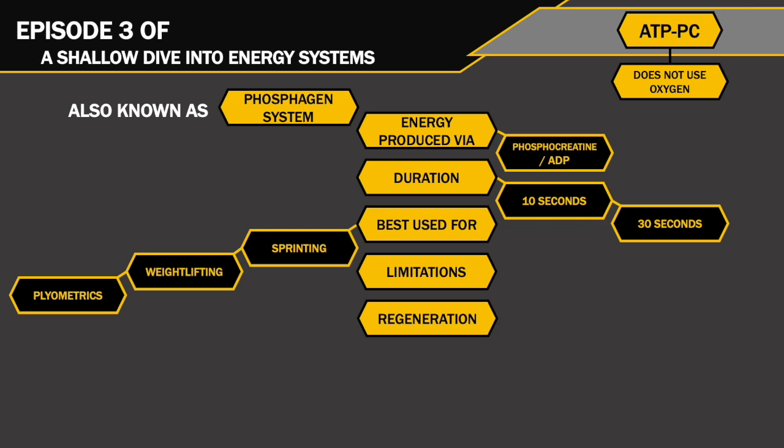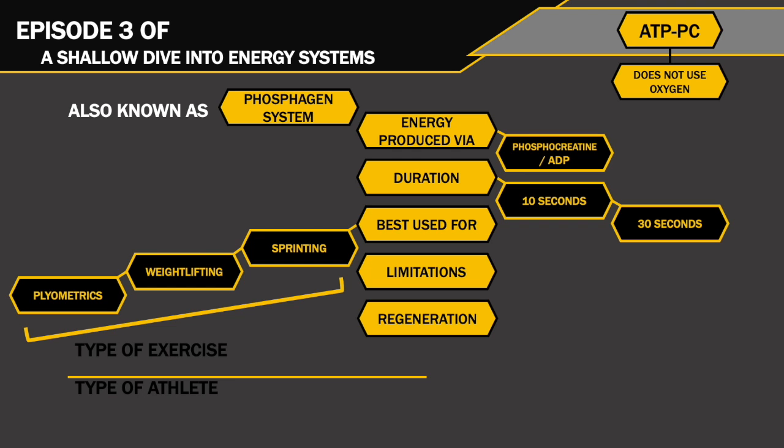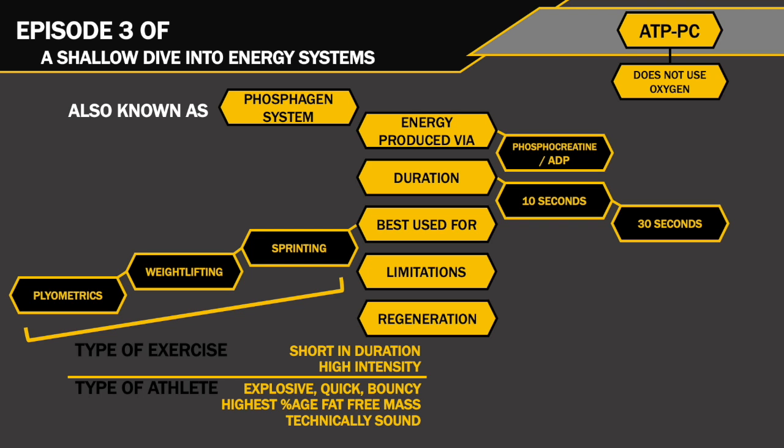It's best used for sprinting exercises, weightlifting, or anything that's going to be plyometrics and really short in duration. The type of exercise associated with this and the type of athlete: the exercise is usually short in duration and highly intense, and the athlete is usually explosive, quick, or what we call bouncy. This athlete probably has the highest percentage of fat-free mass and is usually a pretty technically sound athlete.